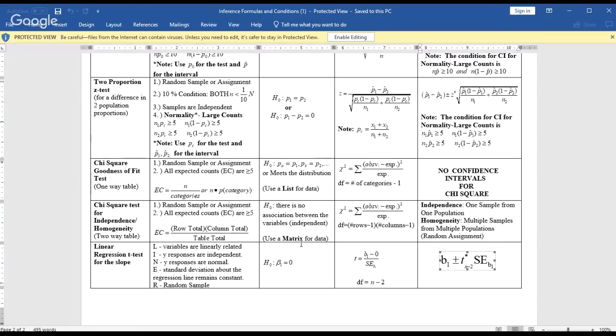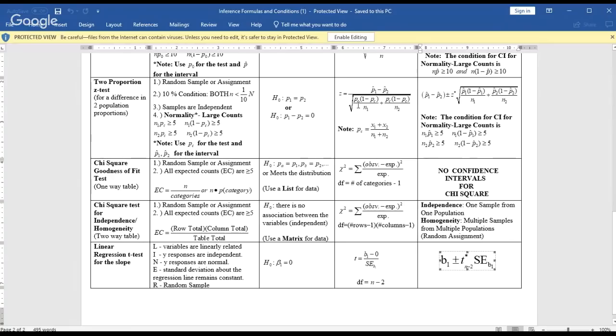In the top left box, you would put your HO, and you would also define your parameters. In the top right box, you would put your conditions and clear them. In the bottom left box, you would put your test statistic, your p-value, your df, your alpha. And in the bottom right box, you're going to bring it home.